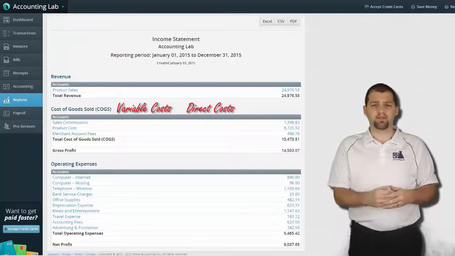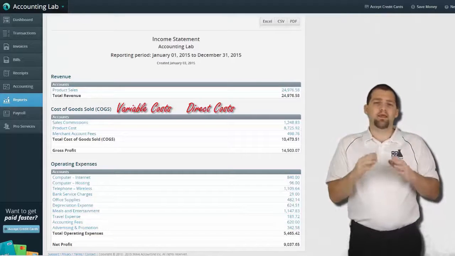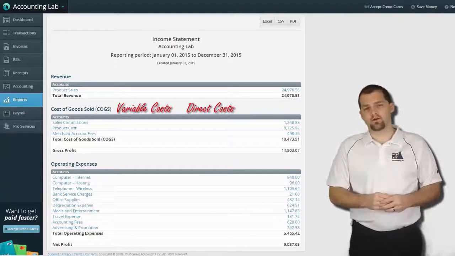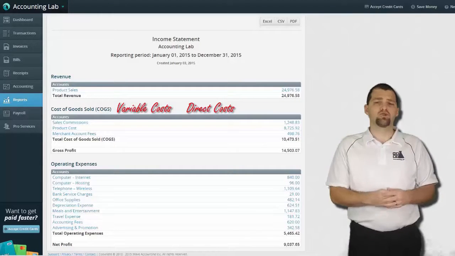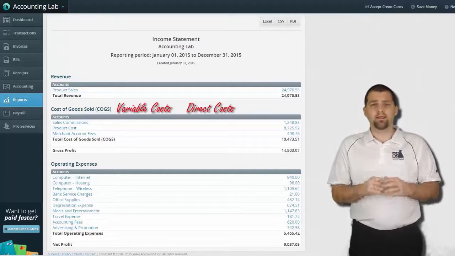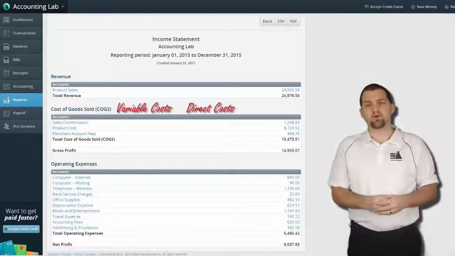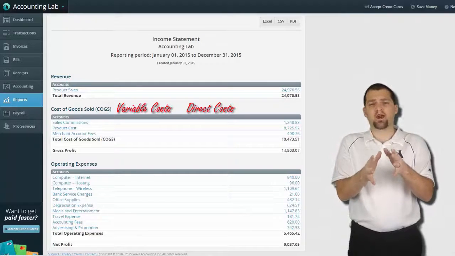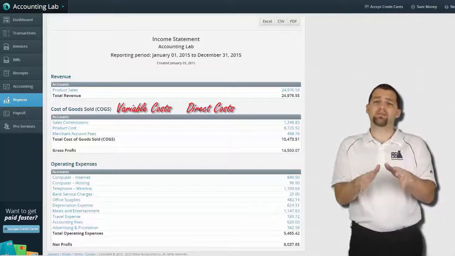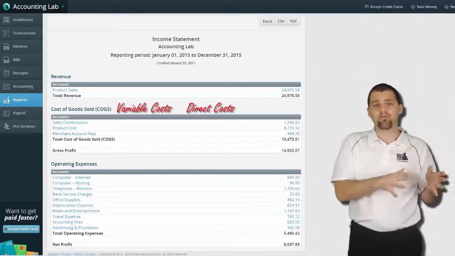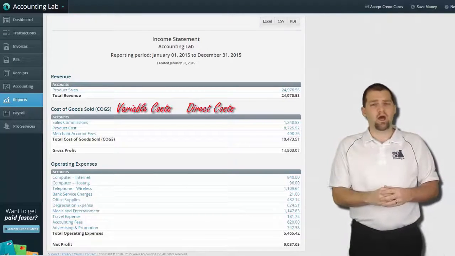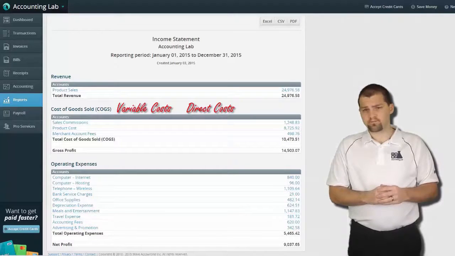My rule of thumb is, theoretically speaking, if you don't sell any product this month, will you still incur that cost? If the answer is no, or probably not, then this is most likely a cost of goods sold. However, if you're going to incur that cost anyway, and it's going to be about the same regardless of whether you sell any product this month or not, then that may not be a cost of goods sold.